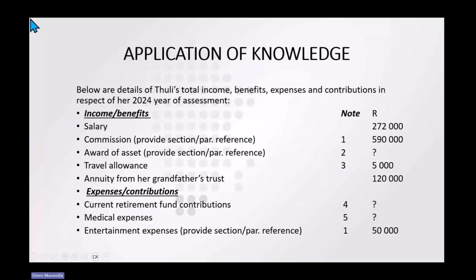So then the next issue is an annuity from her grandfather's trust of 120,000 Rand. How would we treat that 120,000 Rand? It would go into the annual calculation. Why? It's a once-off. Is it? It says 120. It didn't say that it's paid monthly.